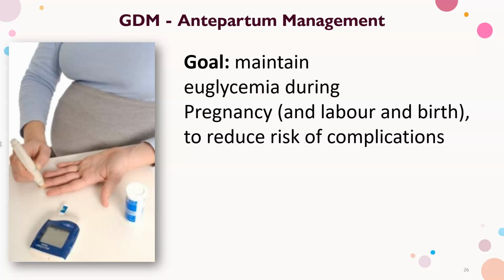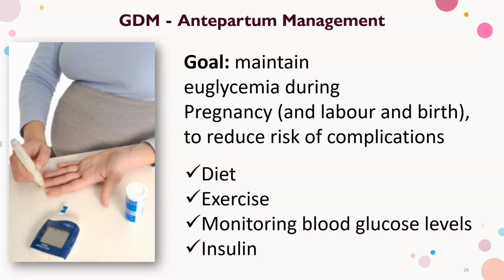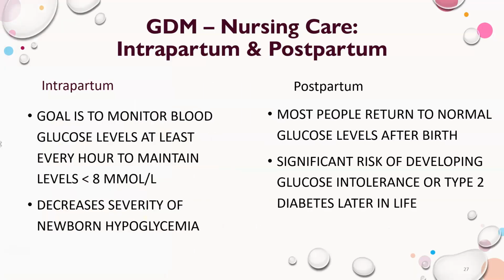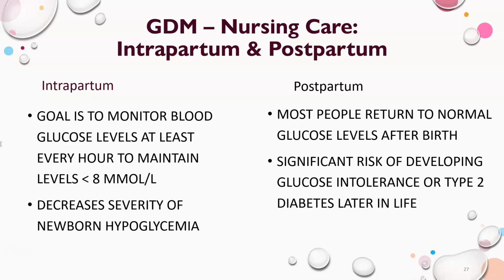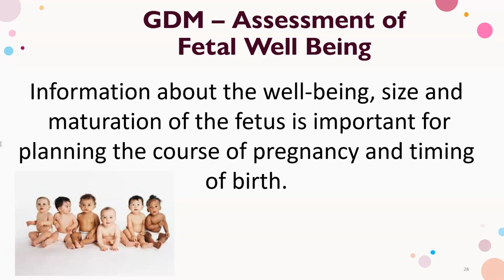So our goal, of course, is to maintain euglycemia during pregnancy and labor and birth to reduce the risk of complications. And we've already talked about what those interventions are. During the intrapartum period, we want to keep those blood glucose levels at less than 8 millimoles per liter. And if we have that really tight control during intrapartum, it does decrease the risk or severity of newborn hypoglycemia. Postpartum, most people return to normal glucose levels after birth, and we've already talked about the risks later in life. So for the baby, we want to be assessing fetal well-being. We want to make sure that baby's growing well and just doing that very close fetal health surveillance as well.